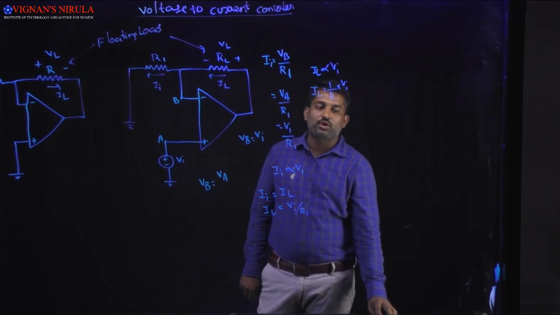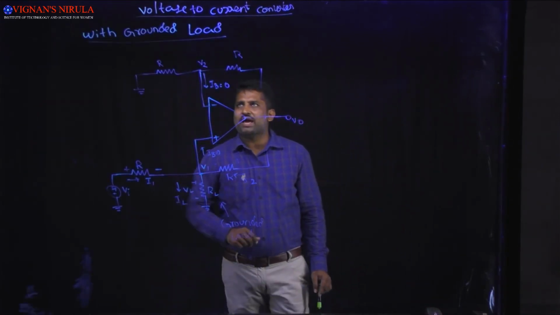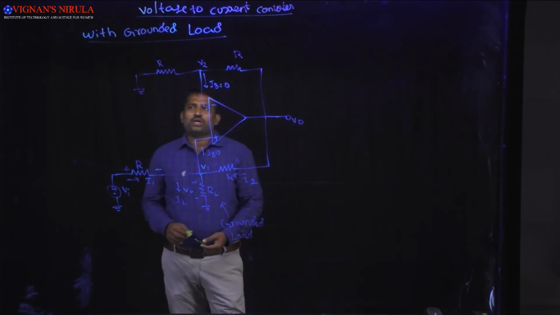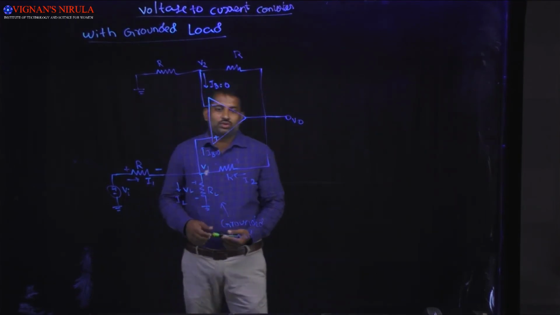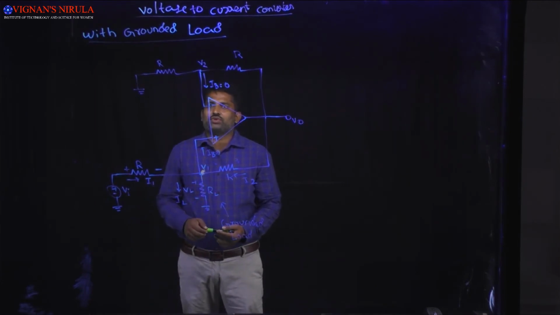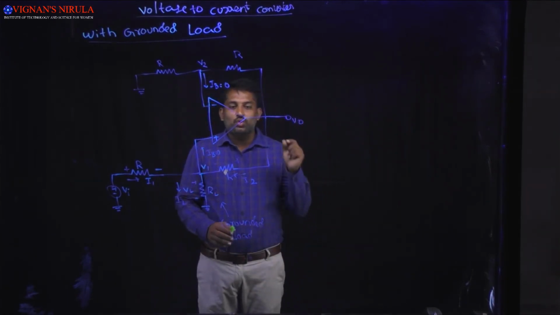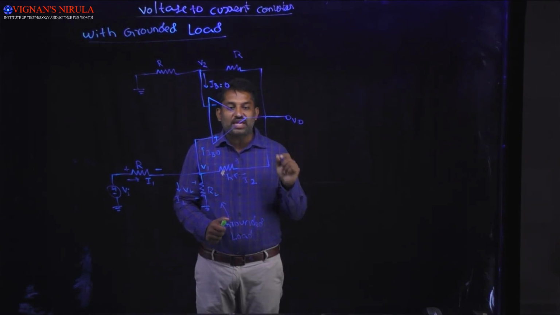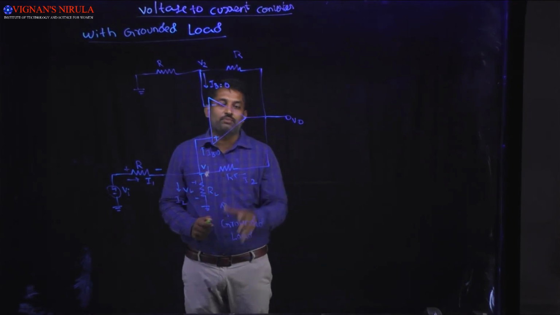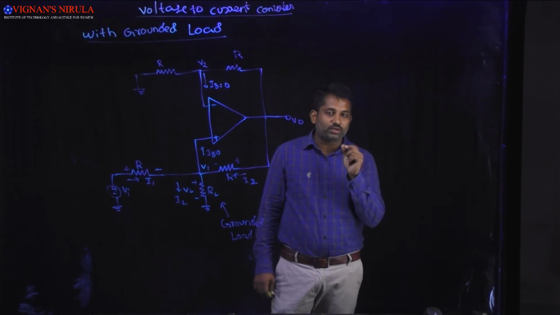Now I am going to explain the voltage to current converter with grounded load. Previously, we have seen the voltage to current converter with floating load. Once we connect the load to the ground, it is no longer possible to place the load in the feedback loop of the op amp. Very important point, this one.